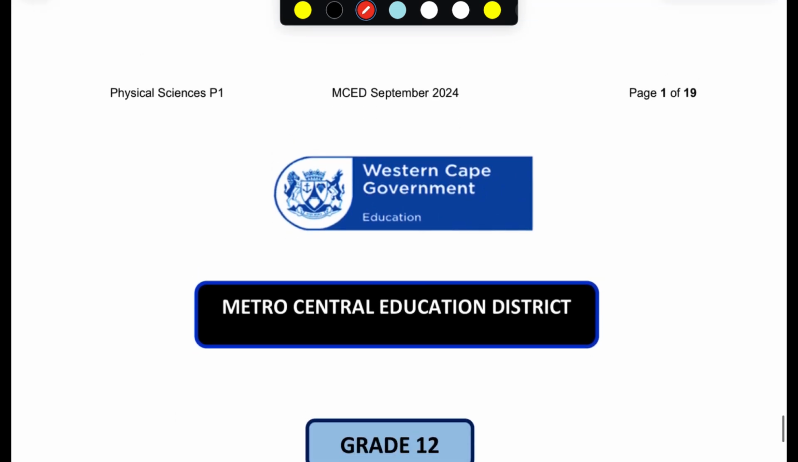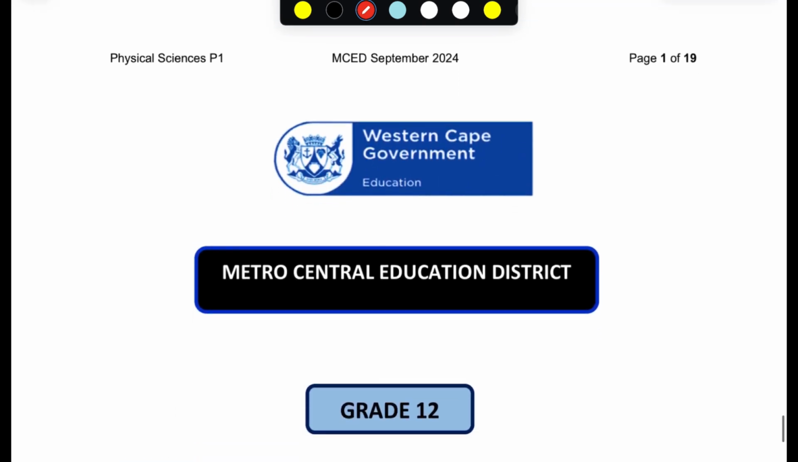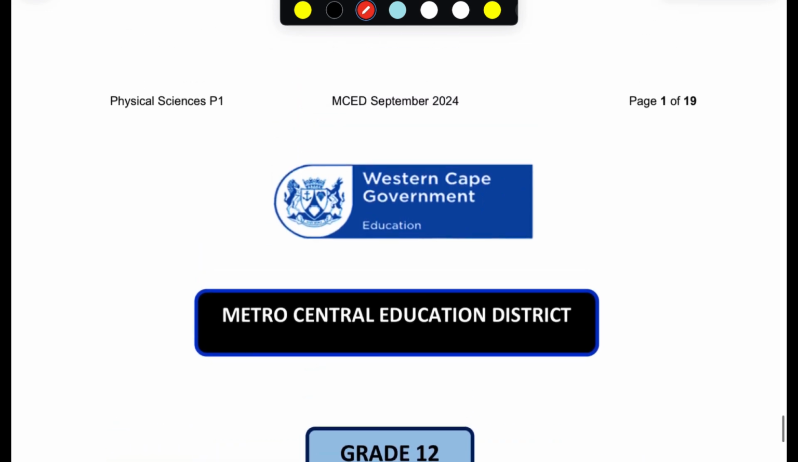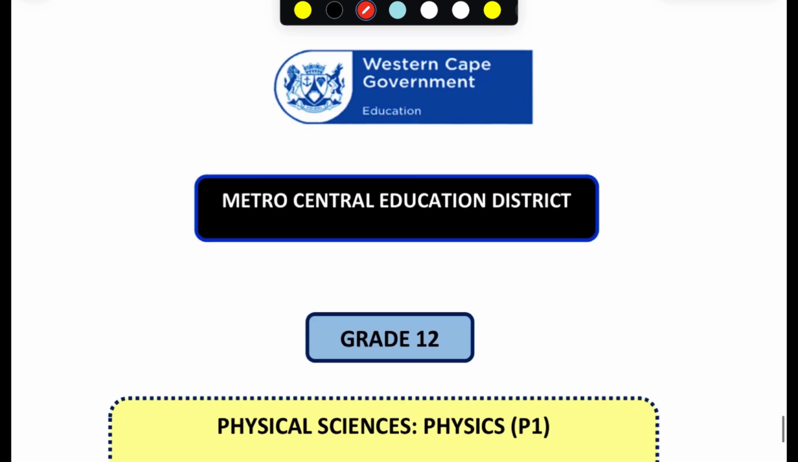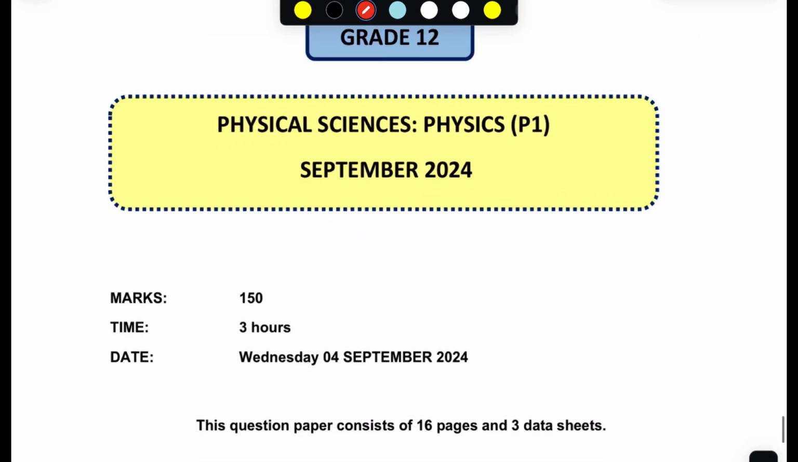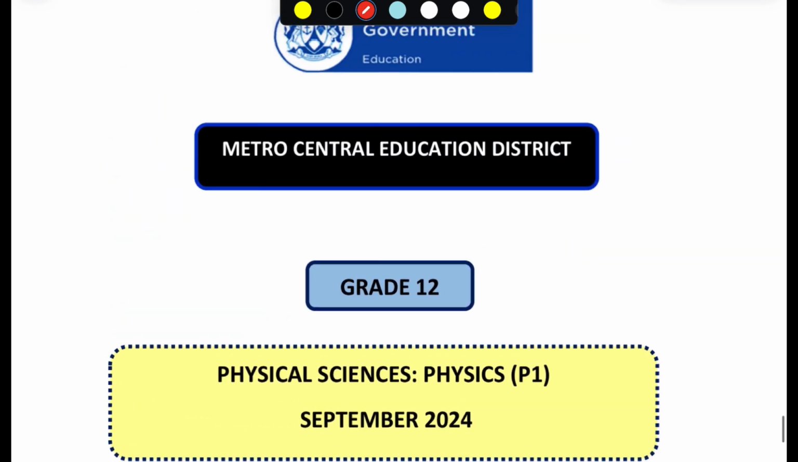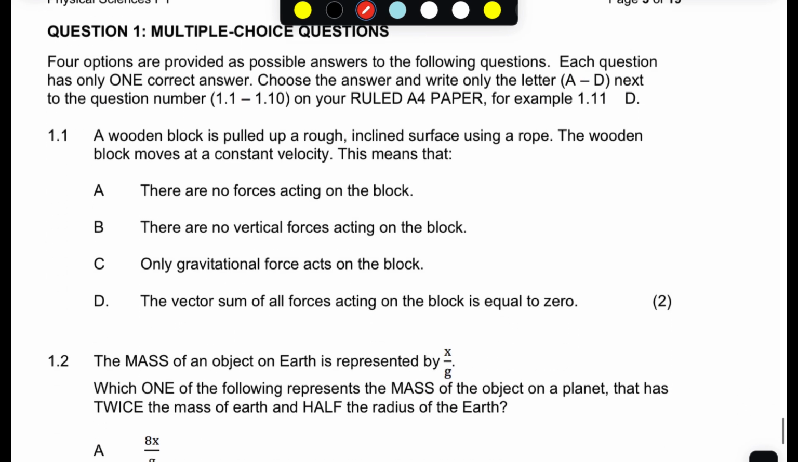Today we are doing the September 2024 Western Cape question paper. It's Paper 1, MCED district, the Metro Central Education District in the Western Cape. So we're going to start from question 1 up until the end. But what I've noticed in this paper, there's no electrodynamics, which is the second last question, before the last question, which is electrostatics. It's out of 150. All right, let's cut the chase.